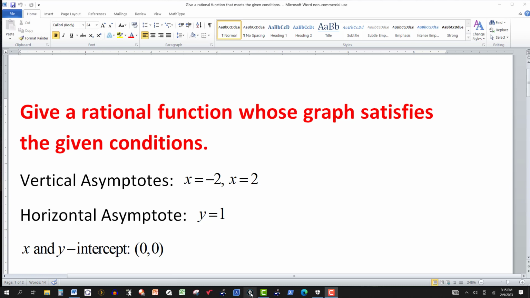When you're going to graph a rational function, one of the first things you do is find the equations of the asymptotes, vertical and horizontal. Find any intercepts that it might have. You might consider the domain, and from that information you sketch the graph.